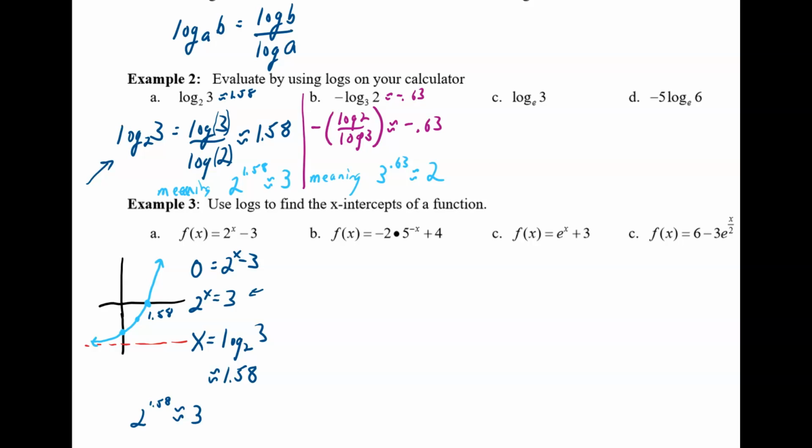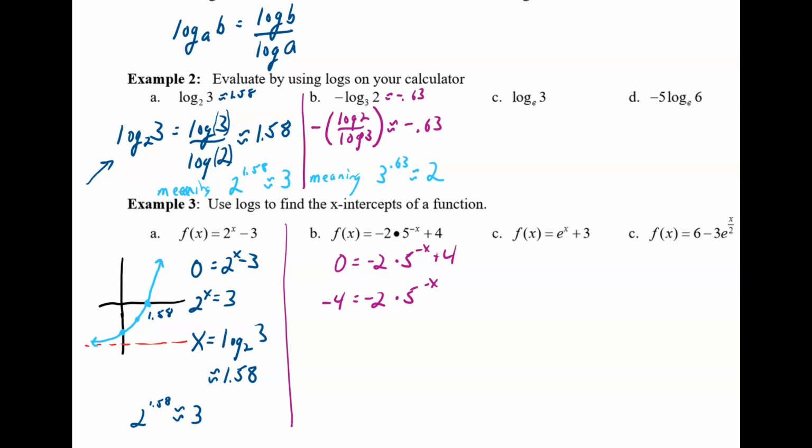So let's look at a more complicated equation, and see if we can find the x-intercept of this one. Alright, so let's go ahead and do the same thing that we always do, which is to set f of x equal to 0. So we're going to start out with 0 equals negative 2 times 5 to the negative x plus 4. Let's go ahead and solve this. So we're going to subtract 4 from both sides. So we get negative 4 equals negative 2 times 5 to the negative x.